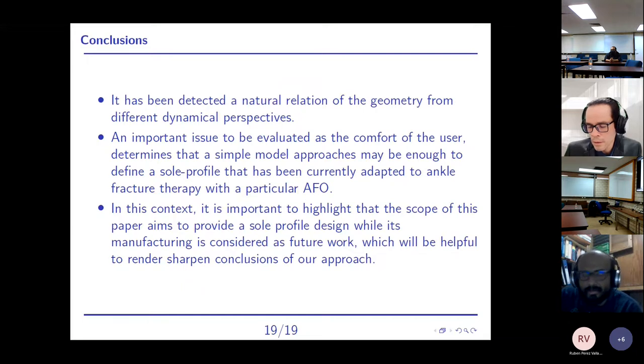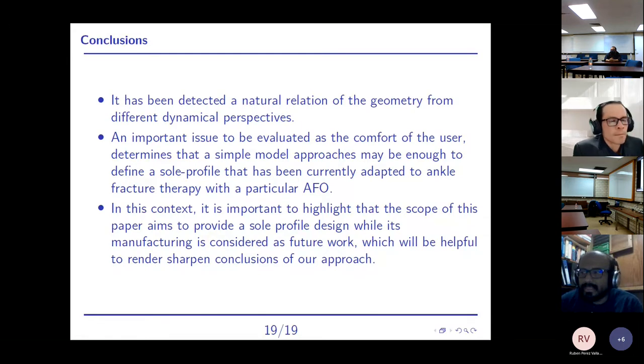So our conclusions are specifically related with the detection and a natural relation of the geometry from different dynamical perspectives using the walking model of a human user. And also, we are considering the comfort of the users, of course. And as we can see, a simple model approach may be enough in order to define a sole profile design.